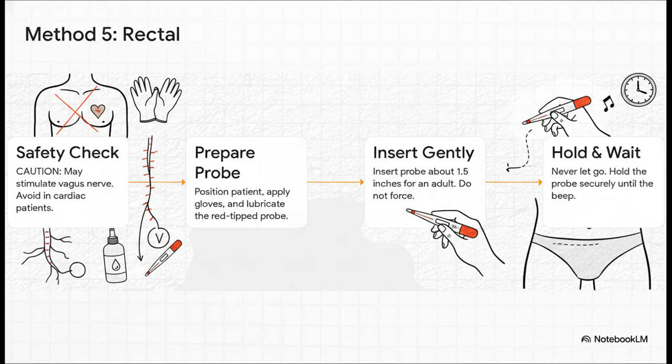Okay, last one, the rectal method. Now, let's be clear. This is the most accurate method, but it also comes with a huge safety warning. You cannot use this method on patients with certain cardiac conditions. Why? Because it can stimulate something called the vagus nerve, which can actually cause their heart rate to drop dangerously. For the procedure, you'll use the thermometer with the red tip, lubricate it, gently insert it about 1 to 1.5 inches for an adult, and, this is critical, you hold onto that probe the entire time.